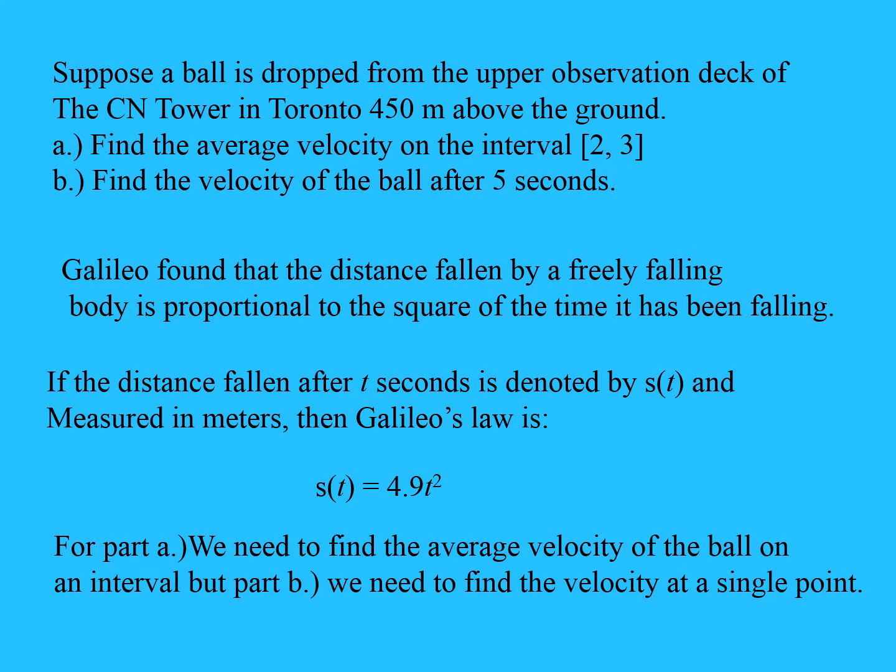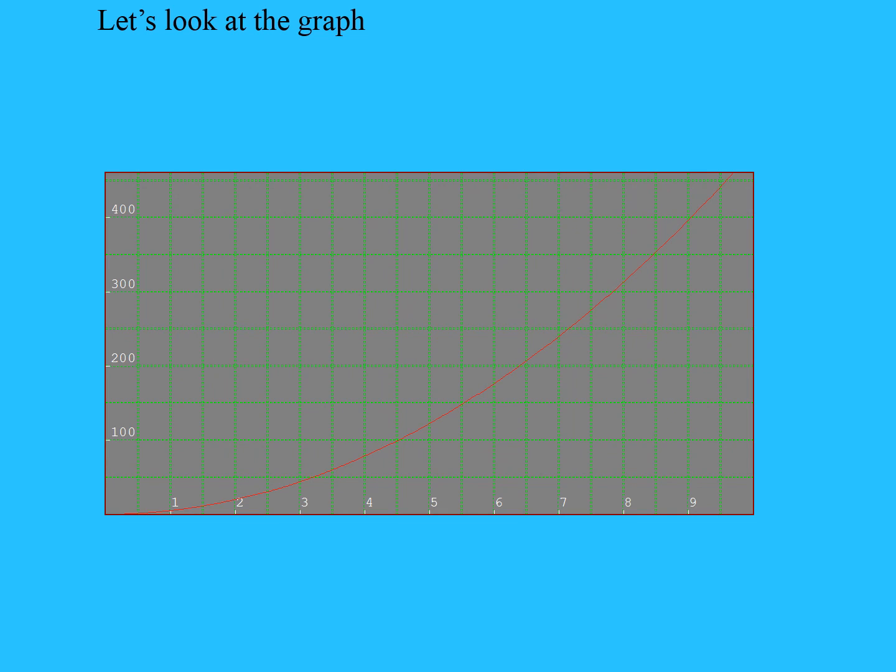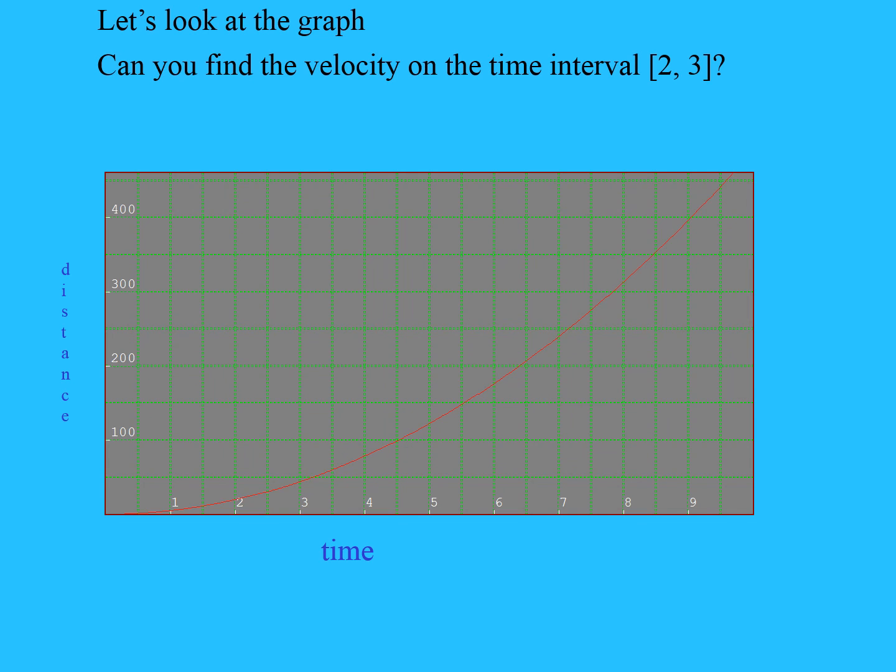All right, so for part A, we need to find the average velocity of the ball on the interval. And as we said, part B, we need to find the velocity at a single instant. Let's look at the graph. Here's the graph of 4.9 t squared. So we have our distance, we have our time, and let's say distance is in meters and our time is in seconds.